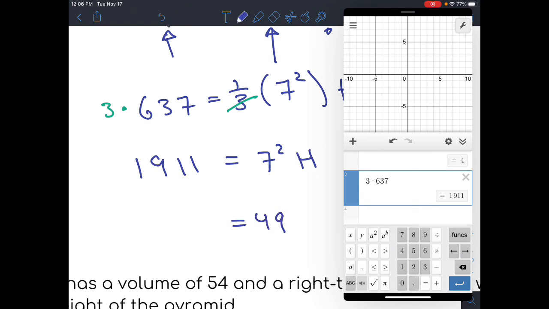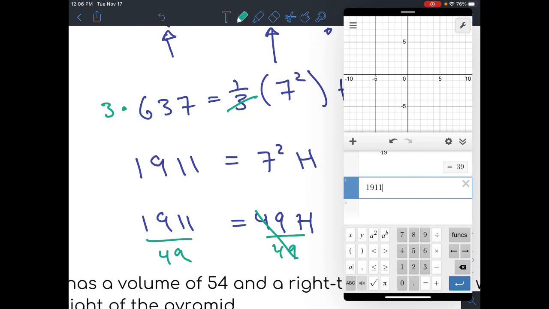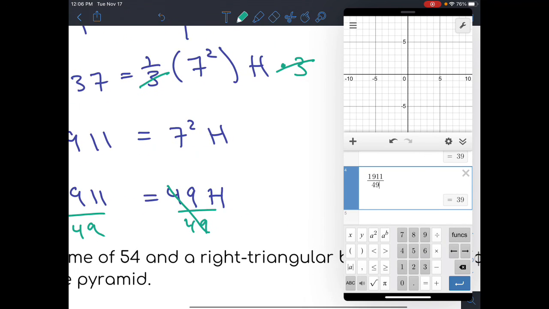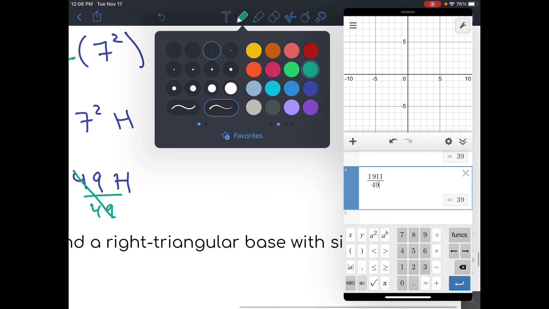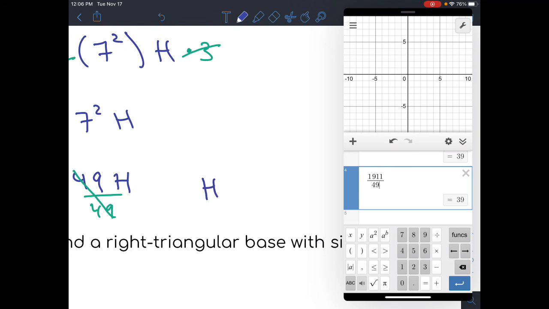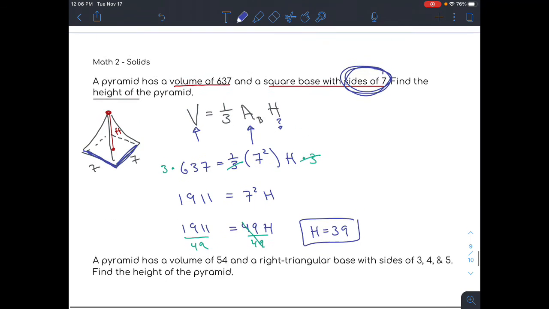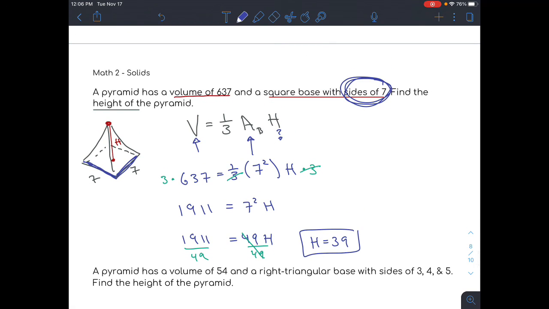Well, 7 squared is 49. And if I divide both sides by 49, 1,911 divided by 49, and we get a height of 39. The height equals 39.